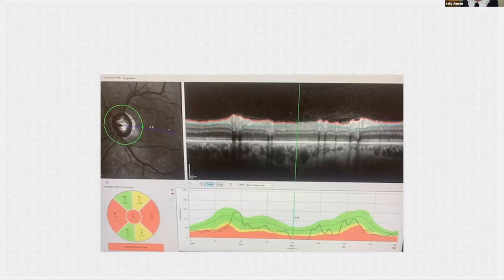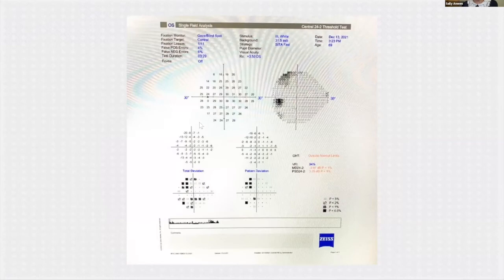So, you know, it's really scary, especially for a young patient, when your starting point is this. You know, this lady is only 28, so she's going to be living with this disease for a long period of time. But actually, this was her visual field today.